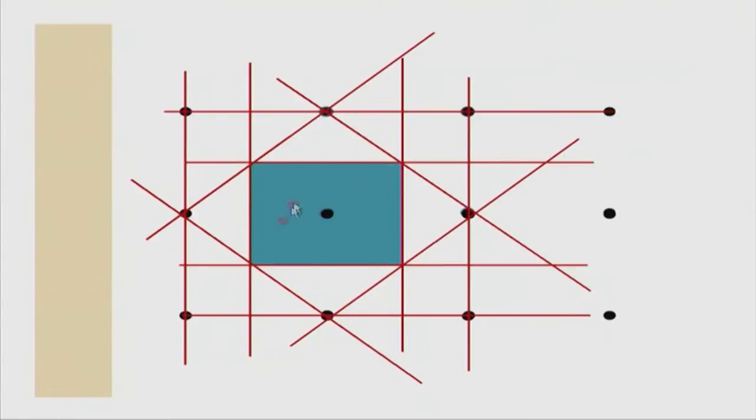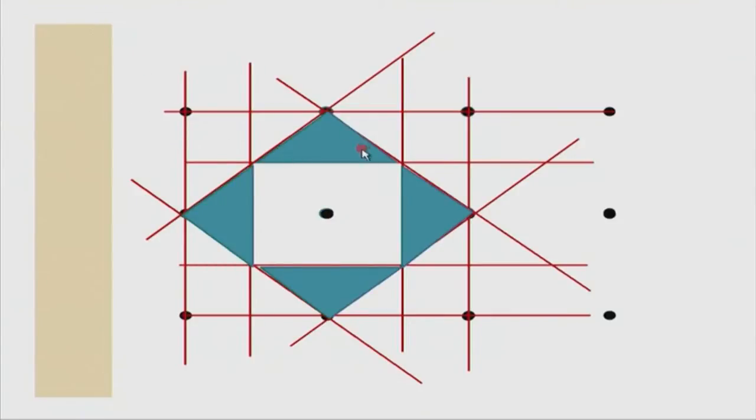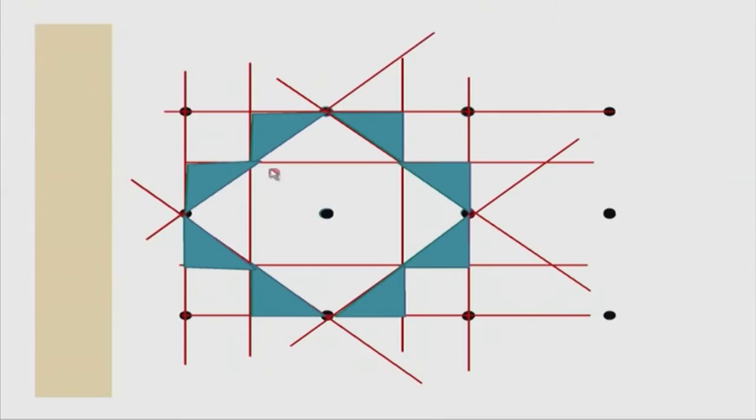This is my first Brillouin zone. Any point within this, when joined to the origin, will cross no lines or no planes, no Bragg planes. This will be my second Brillouin zone, because any point joined to the origin will cross exactly one plane. This will be my third Brillouin zone, because any point when joined to the origin will cross exactly two planes. So, you can see that you can keep on drawing various Brillouin zones. In fact, in any standard textbook you will find many Brillouin zones being drawn.